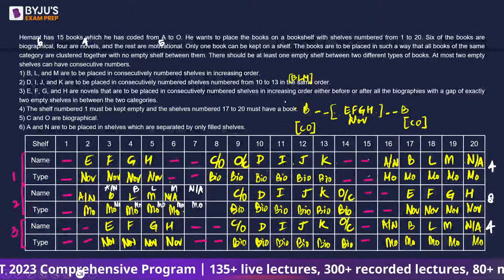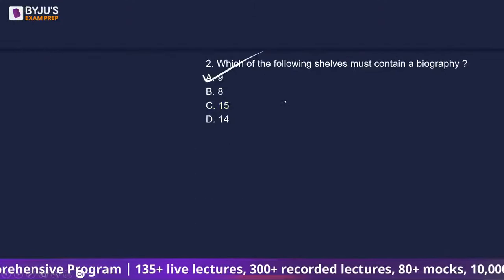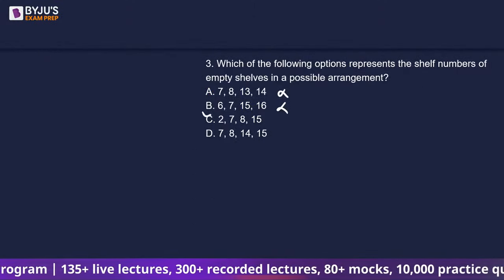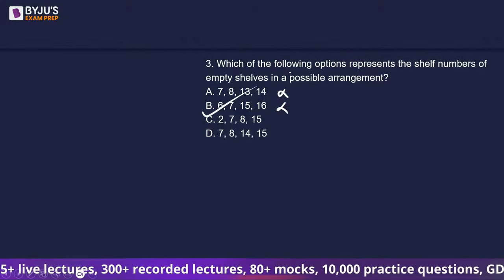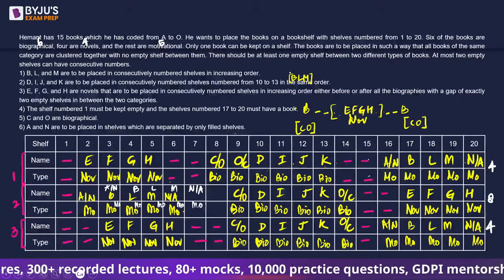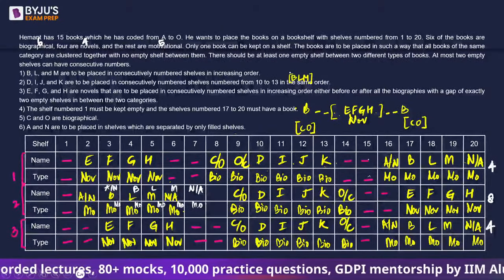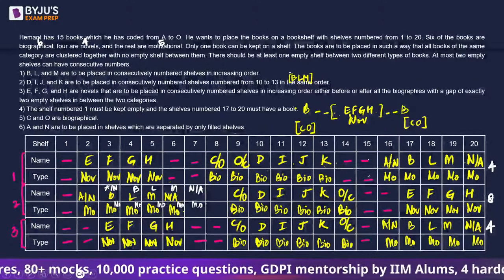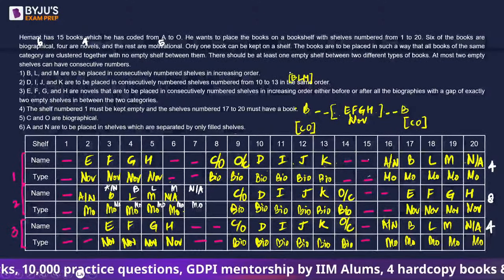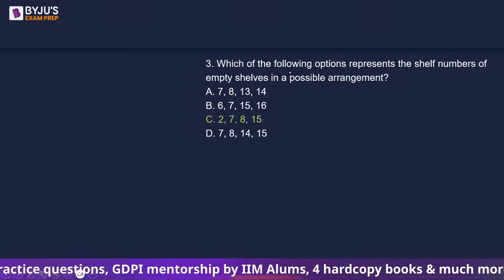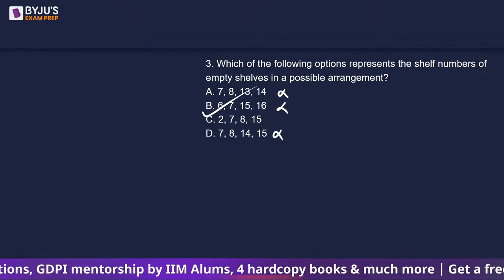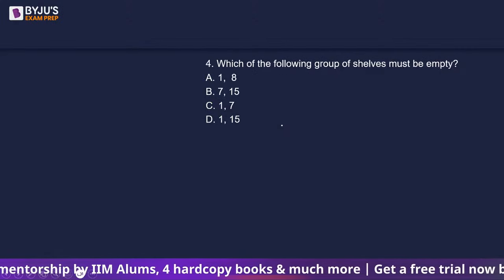It is in the third type, right? So this is possible. Let's check D also. 7, 8, 14, 15. No. When 7, 8 are vacant, 14 is not vacant. Look at case 3. So this won't work. So C is the answer.